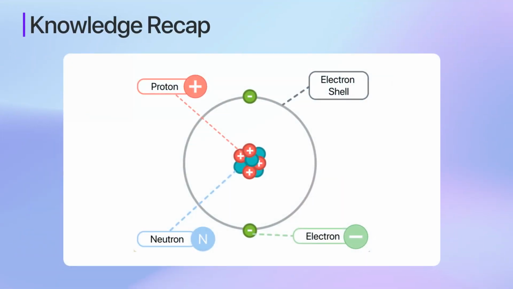Previously, we discussed atomic structure, including protons, neutrons, and electrons. Today, we'll build on that knowledge by examining how atoms of the same element can have different numbers of neutrons, leading to the concept of isotopes.